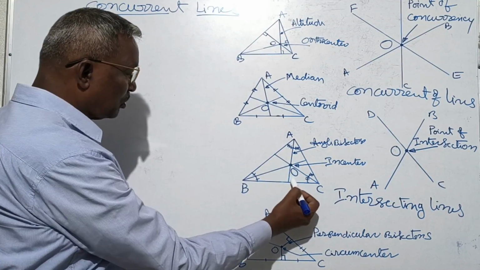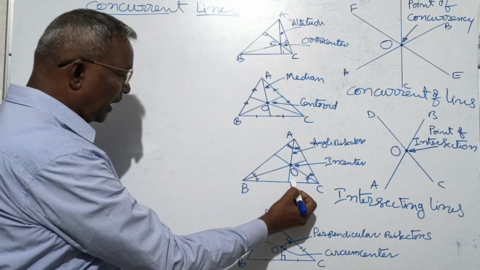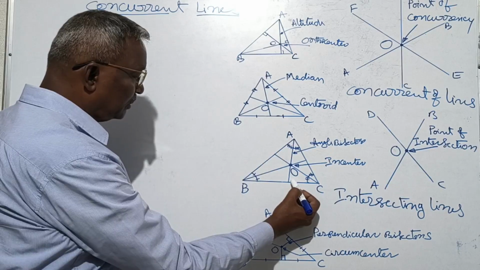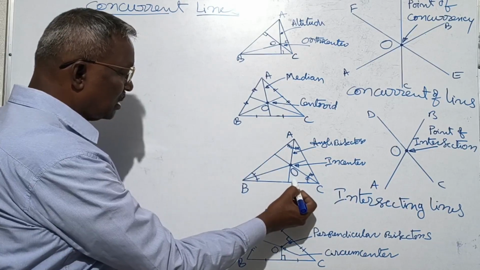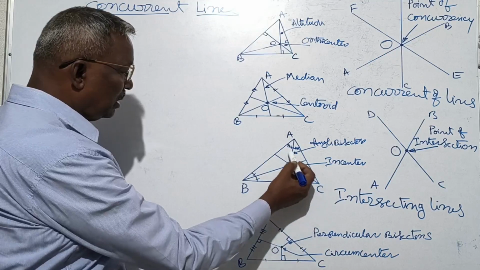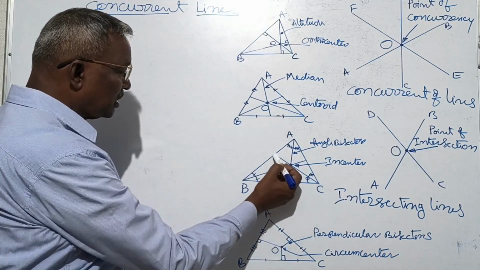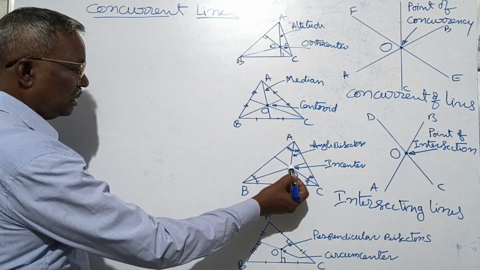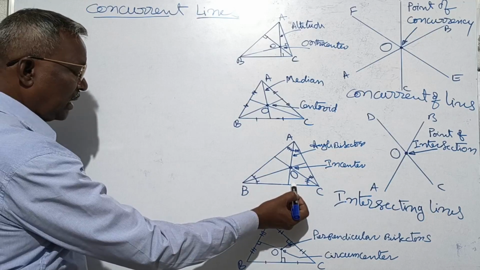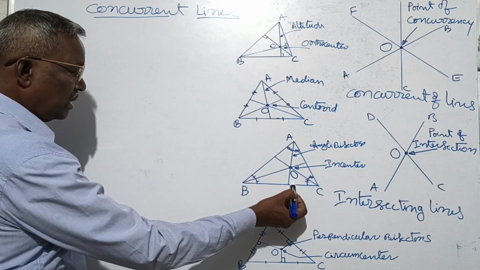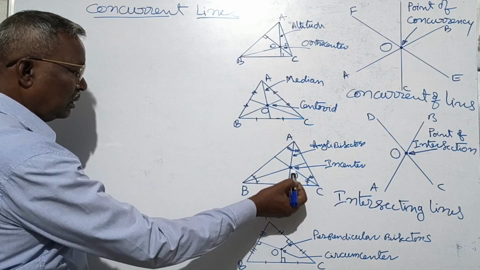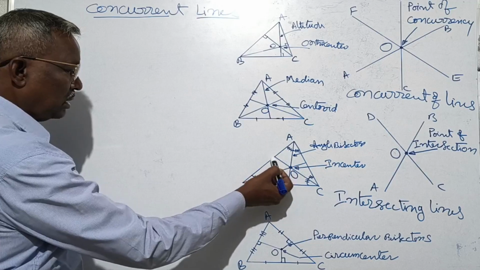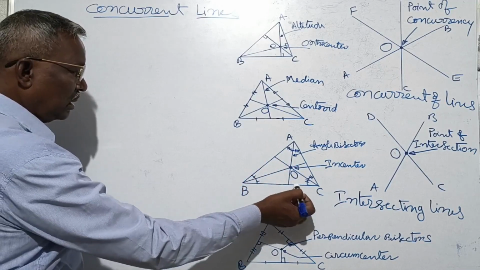From the incenter, draw a perpendicular line to side BC. Take that as a radius, then draw a circle inside the triangle. It will touch all three sides. This circle is called the incircle.